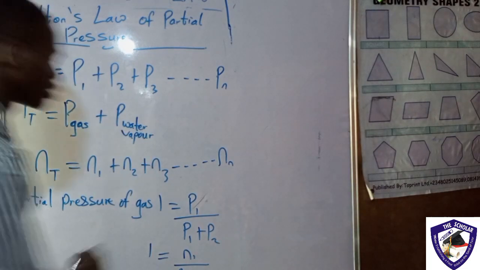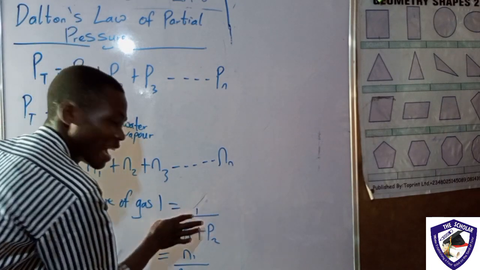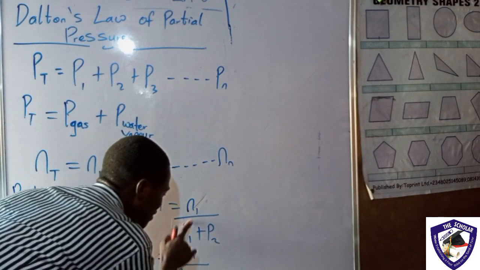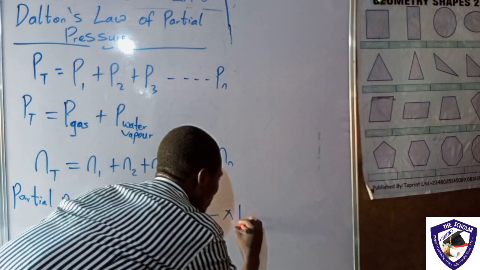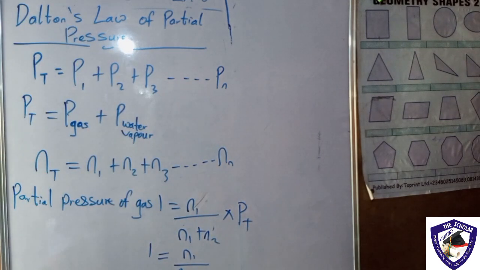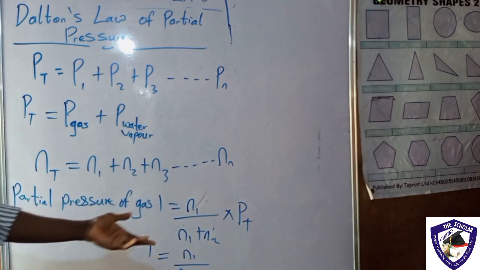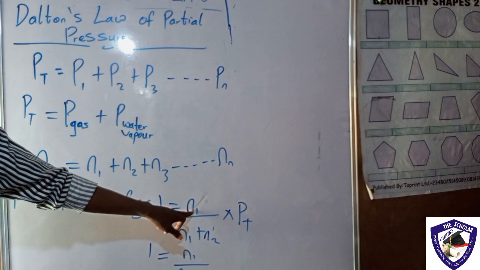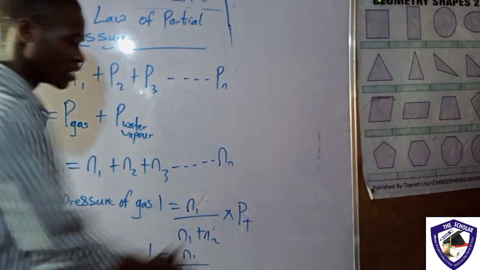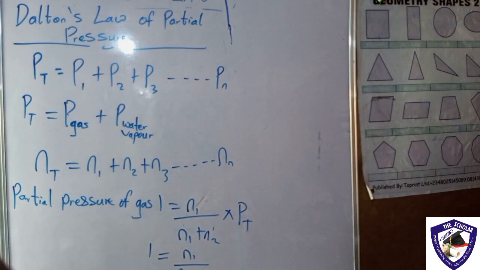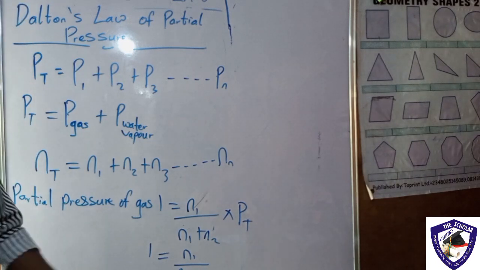To calculate for the partial pressure, instead of having the pressure 1, because this is what we are looking for, it will be N, the number of moles, N1 over N1 plus N2, times the total pressure. So since we are looking for the partial pressure, we cannot be calculating what we are looking for again. So it will be number of moles of gas 1 over number of moles of gas 1 plus number of moles of gas 2 times the total pressure. It looks confusing, right? But when you start solving questions under it, you see that it's very simple.